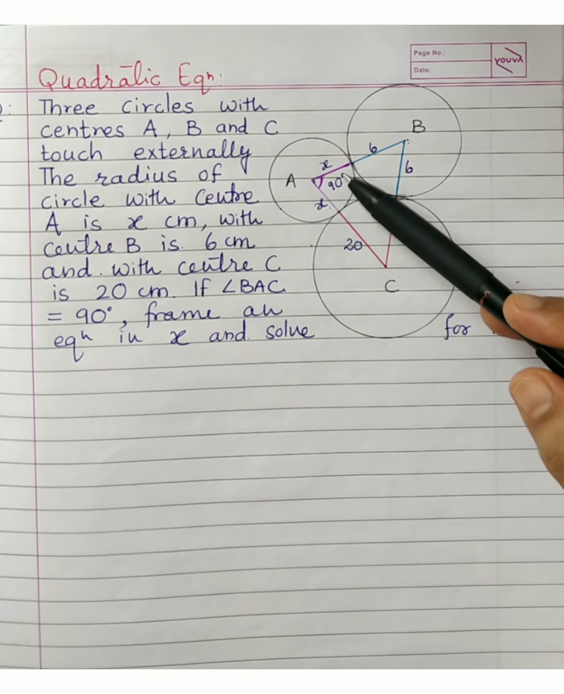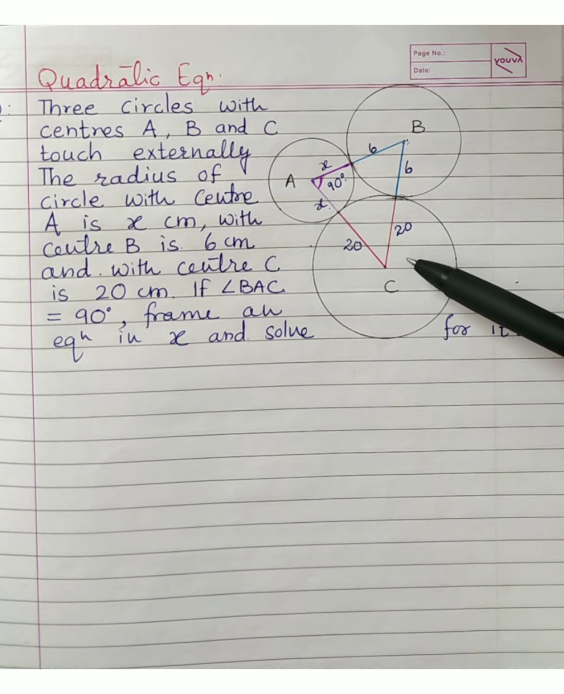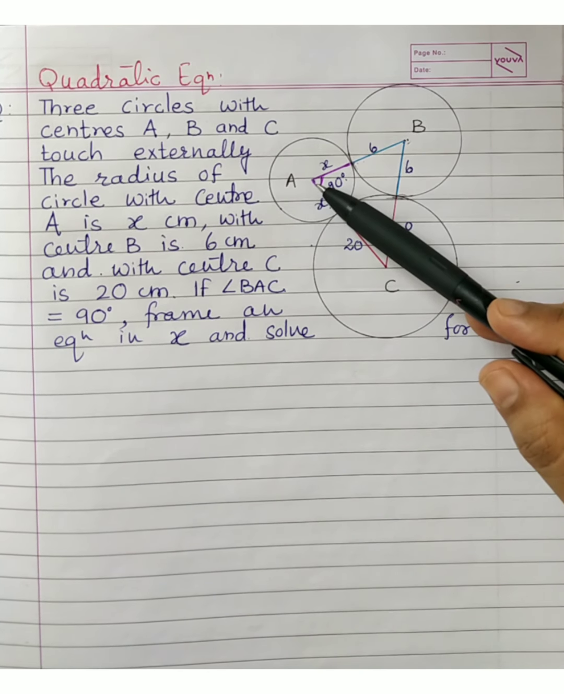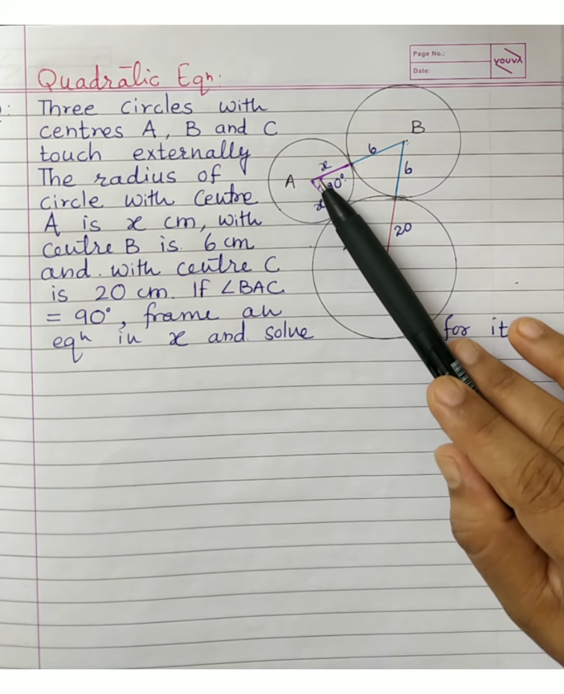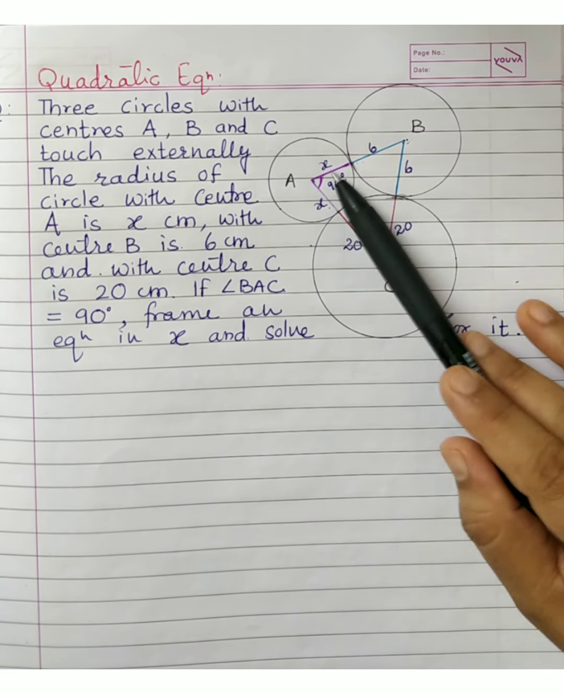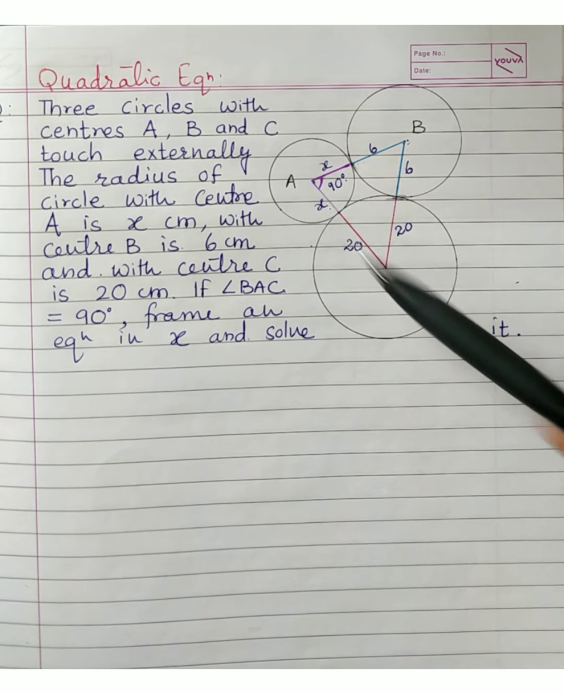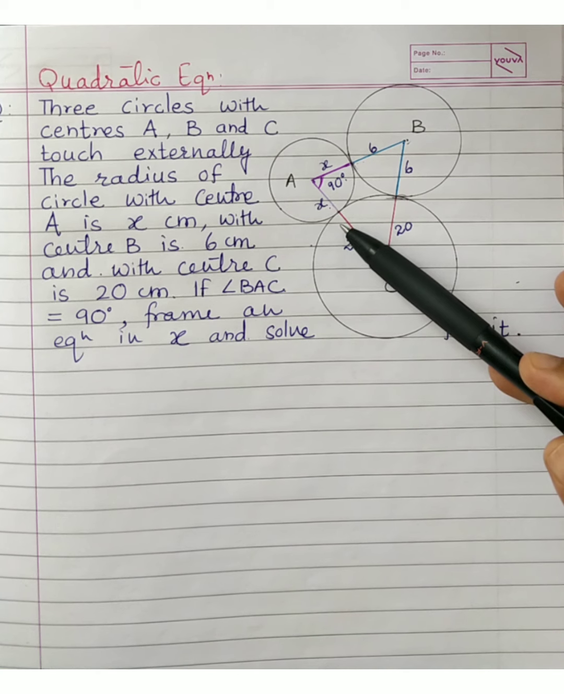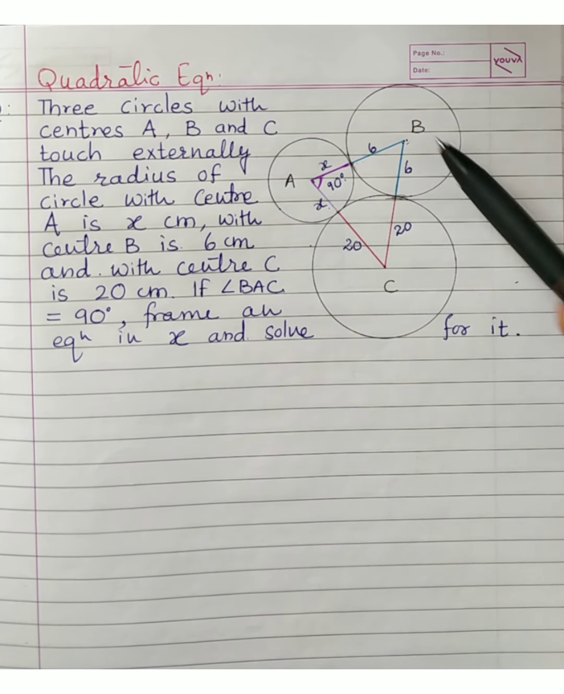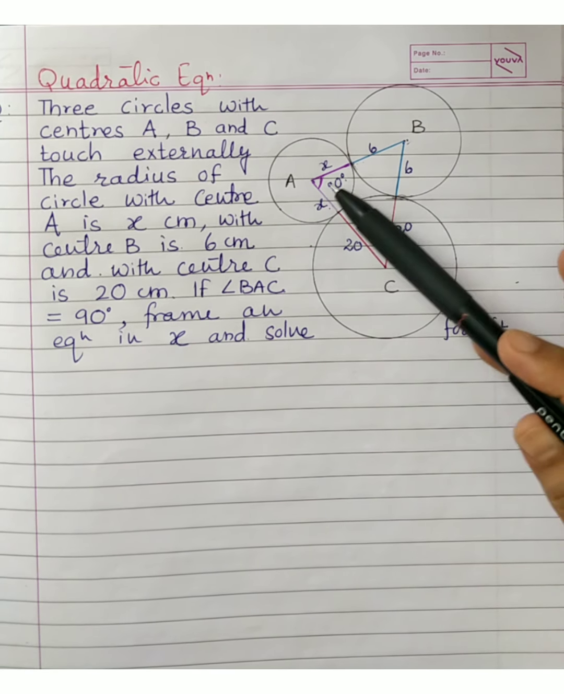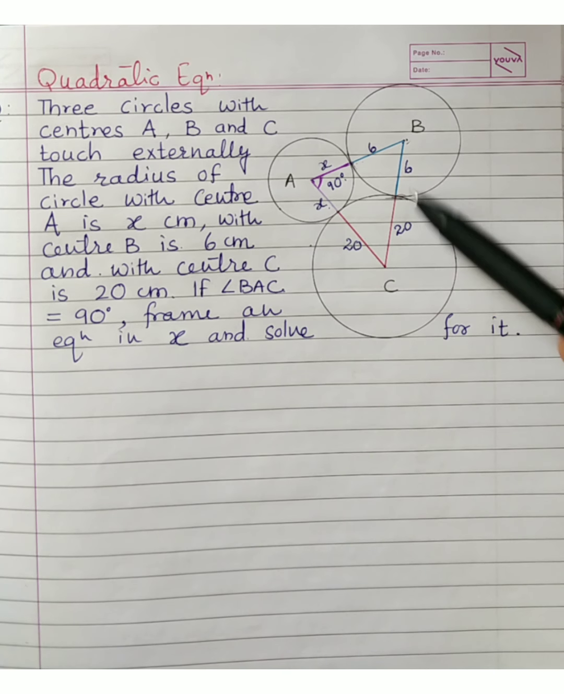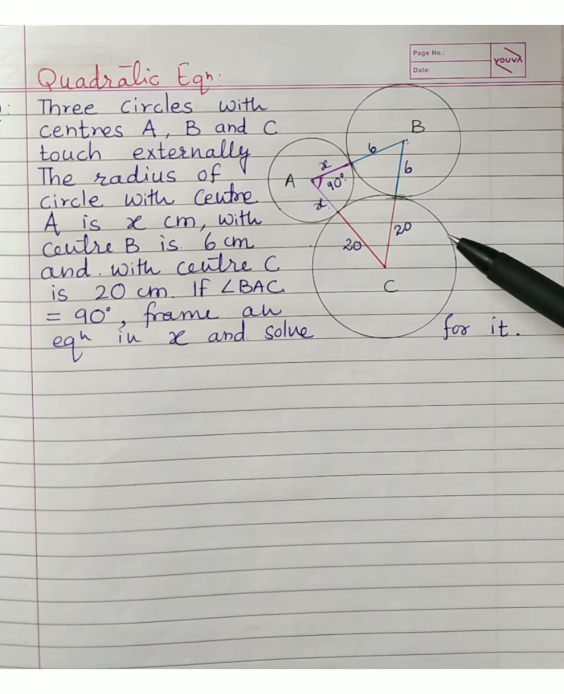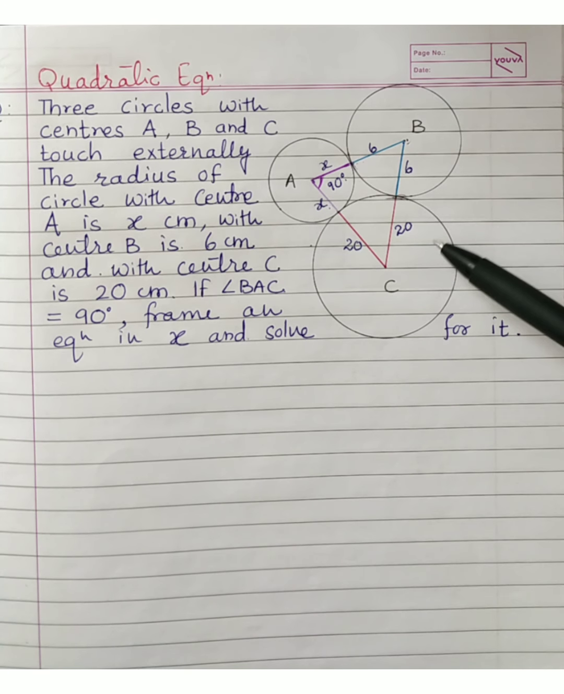So it is obvious that we are going to use the Pythagoras theorem. The triangle ABC formed here is a right angle triangle. What is the length of side AB? x plus 6. Length of side AC is x plus 20. These are the sides containing the right angle, and side BC, which is the hypotenuse, has length 20 plus 6, that is 26 centimeter. So the question is clear here. You have understood how to frame the equation.